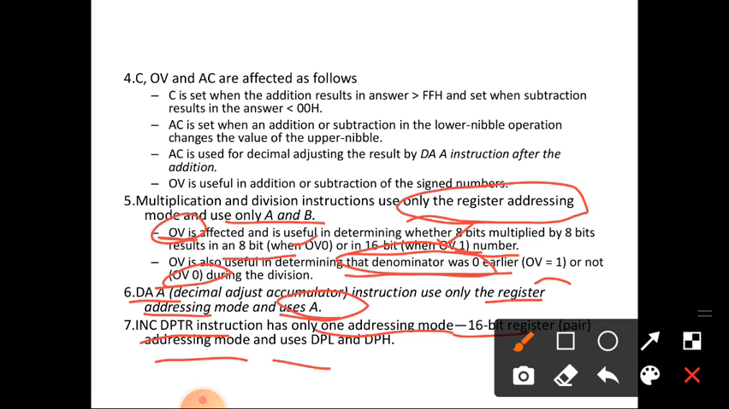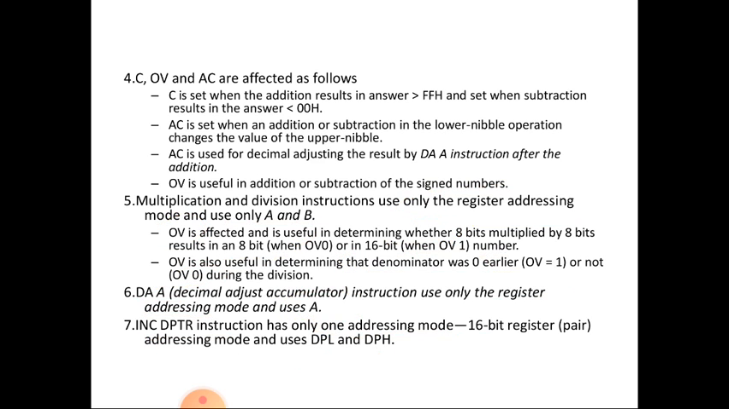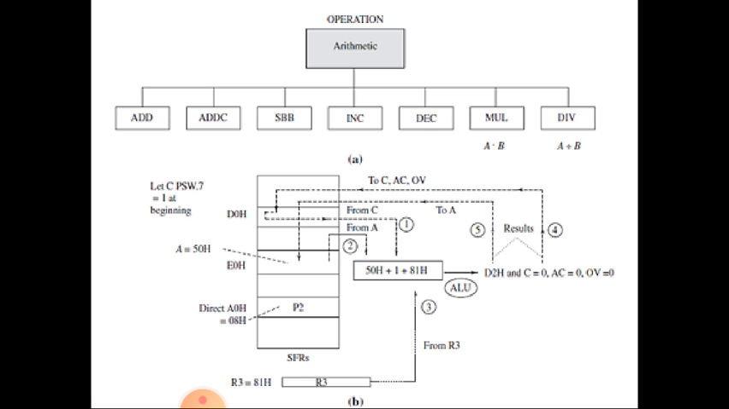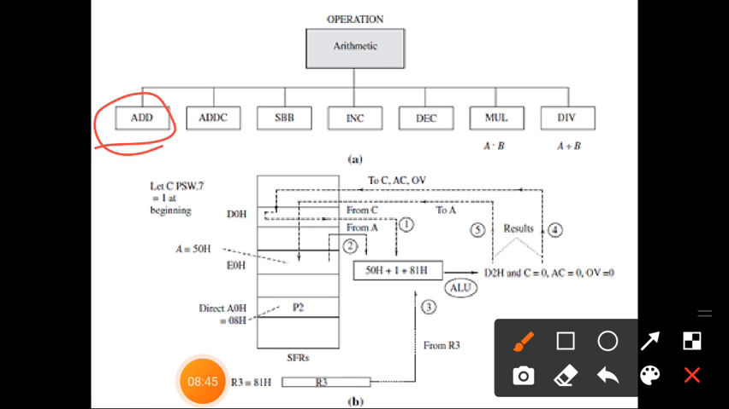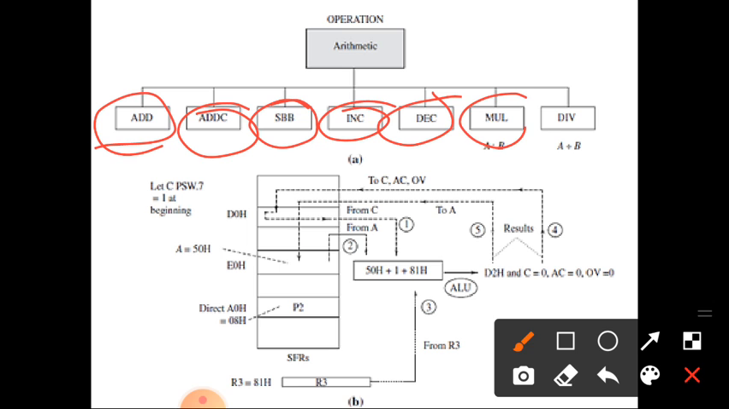DPTR is a 16-bit register, so it has DPL and DPH, the data pointer lower order byte and higher order byte, each having 8 bits. And these are the arithmetic instructions: add, add with carry, subtract with borrow, increment, decrement, multiplication and division. In multiplication and division we are using only two operands, that is A and B.